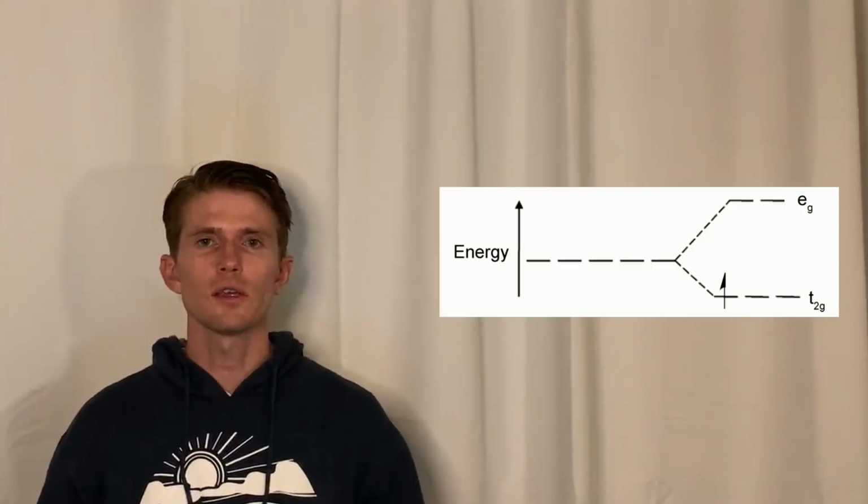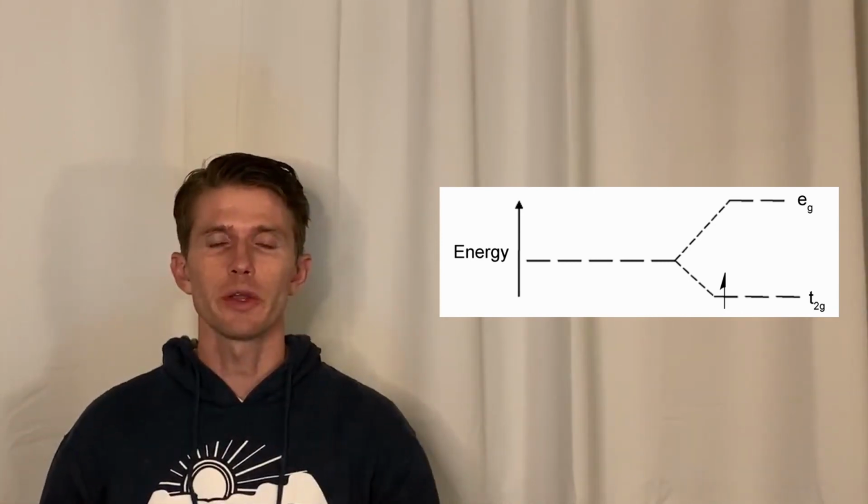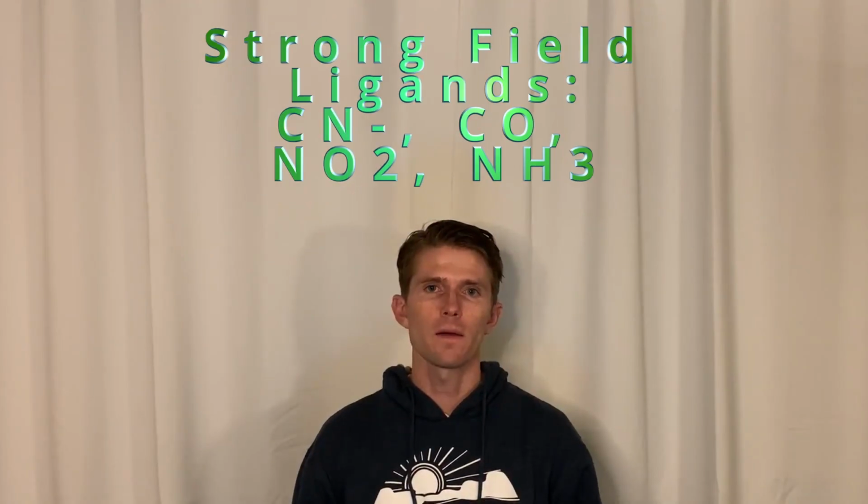Strong field ligands have strong pi bonds, which stabilizes the t orbitals and brings them down, increasing the splitting of energies between the t and the e orbitals. These ligands include cyanide anion, carbon monoxide, nitrite, and amine.